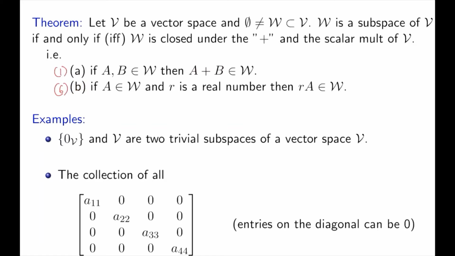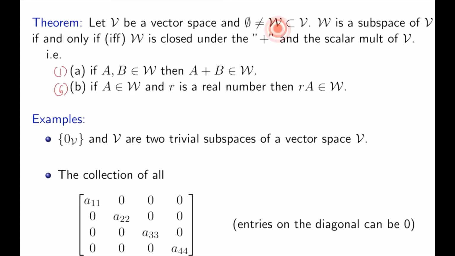And property B is actually property 6. If you start with an element A in W, the smaller subset, and R is a real number, then when you scalar multiply R to the element A of W, this is going to give you something new. Of course, this is going to be in V, right? Because that's the biggest space that contains W. But whether it is still in W, the smaller subset, or not depends on the type of the smaller subset that you started with.